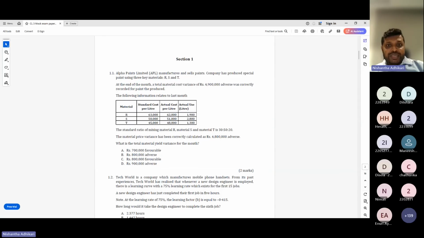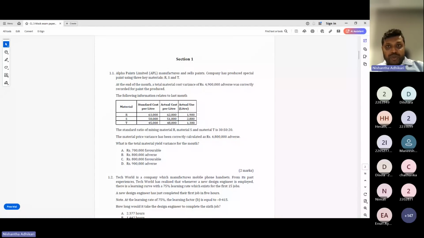The material price variance has been correctly calculated as 4.8 million adverse. Then your total material cost variance is 4.9 million, out of which 4.8 million is the material price variance. Now you should be able to calculate. Here it asks what the total material yield variance for the month is. Before calculating that, your material price and usage variance equal the total material cost variance. And then mix variance and yield variance together should equal the material usage variance. That is the easiest way.